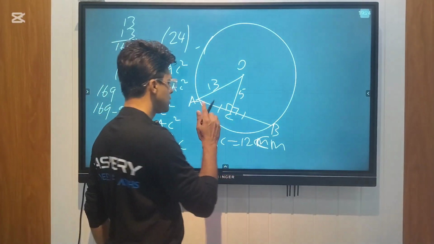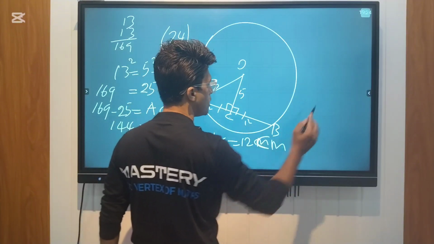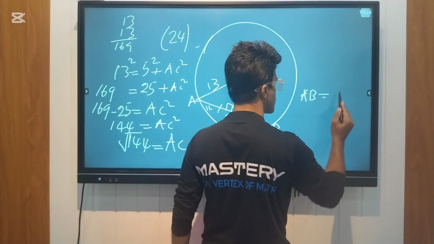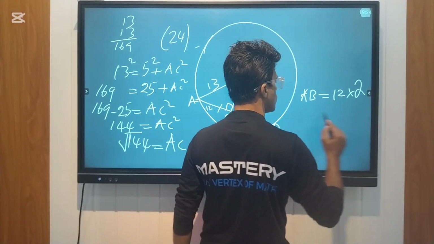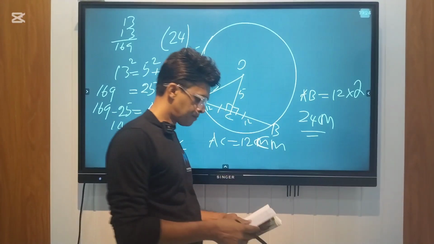AC is 12. Already we know that this length equals this length. So AB should equal 12 plus 12, which is 12 into 2, 24 cm. Eventually you have to write cm.